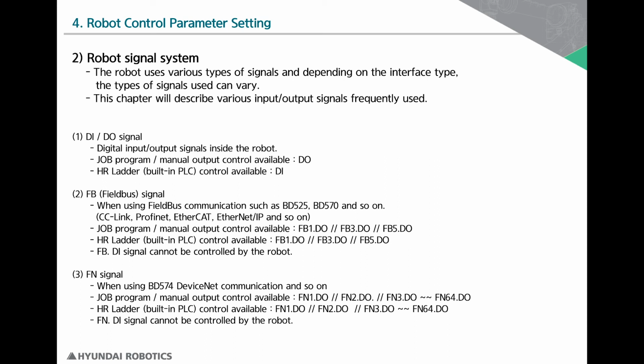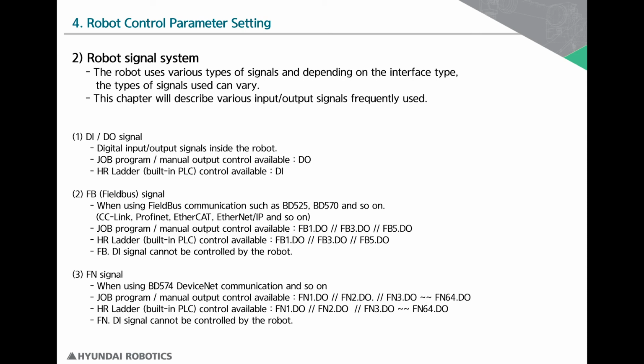First, let's cover the I-DO signals existing inside the robot only. It is composed of a single bit. You can control it using the robot program or ladder. The next one is called the field bus signal. If the robot is connected through industrial standard communication with external devices, actual signals are assigned as the field bus signals. The field bus signal outputted from the robot will be sent to external devices.